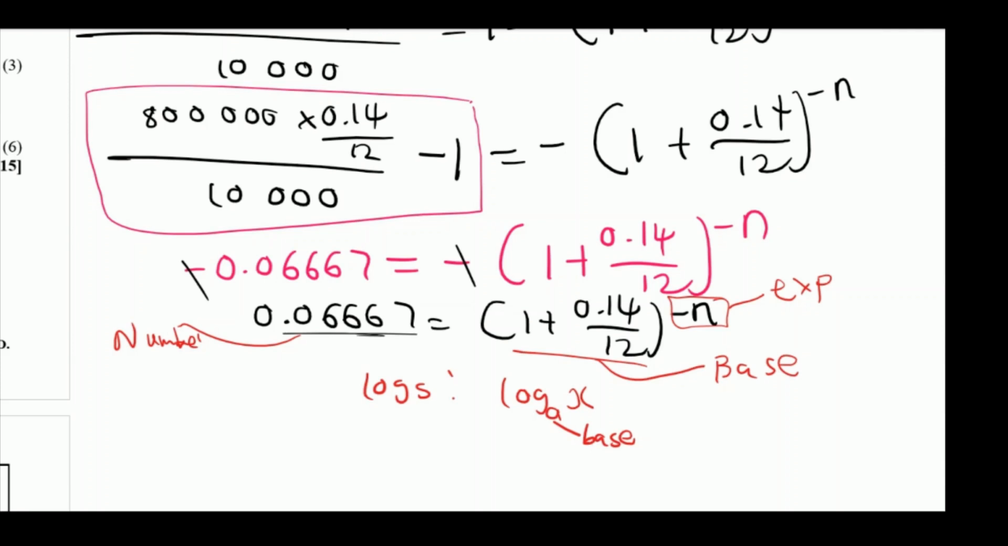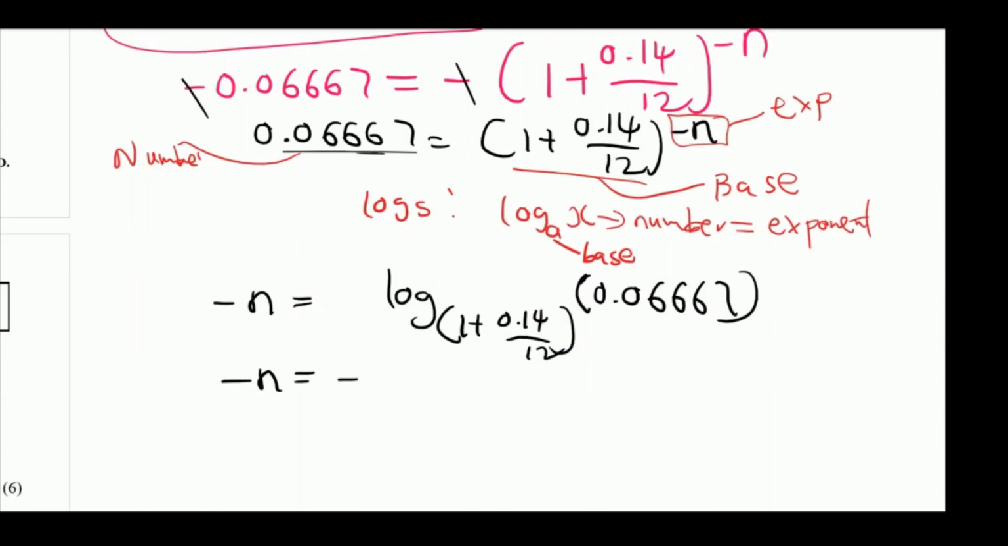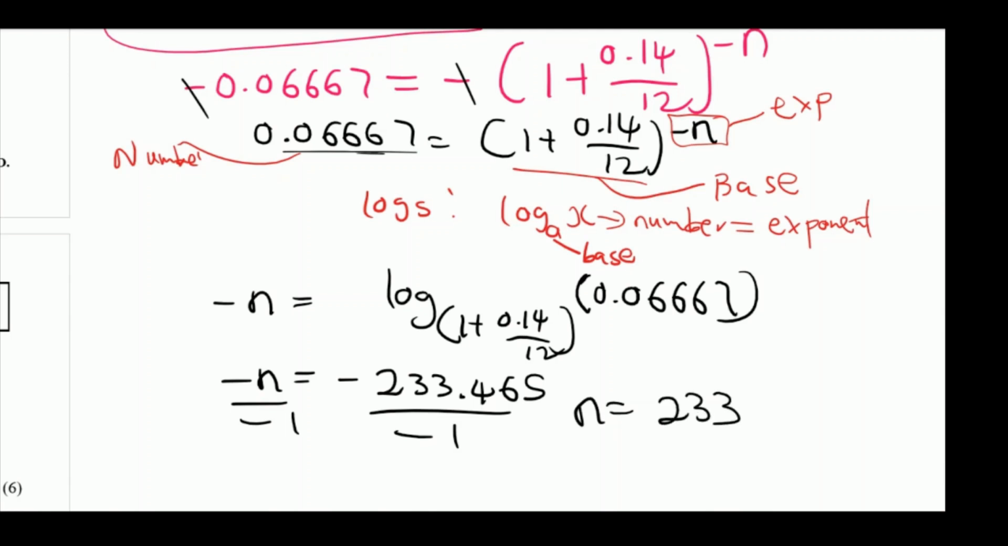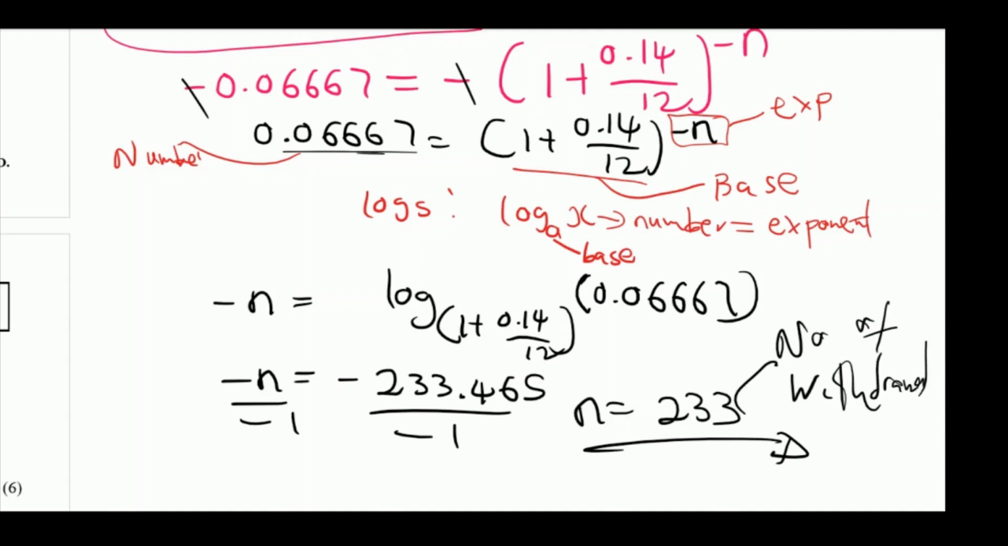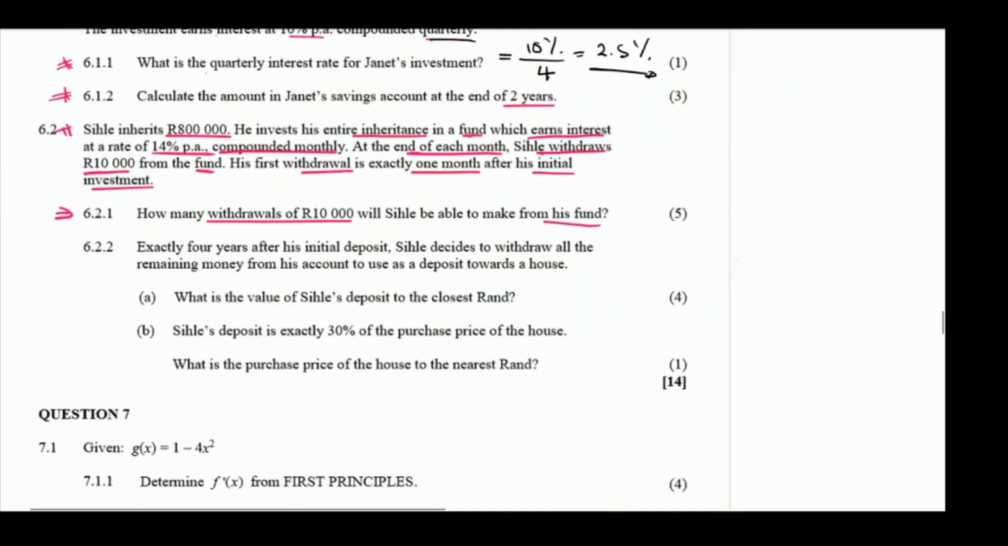0.06667, and minus n, you should get an answer of minus 233.465. Divide by negative 1, divide by negative 1, n is equal to 233. Let's just leave it here. So these are the number of withdrawals that Sihle makes.